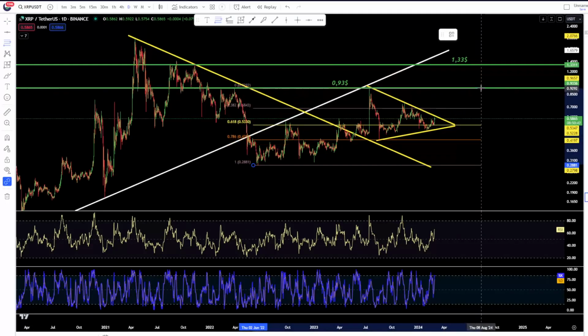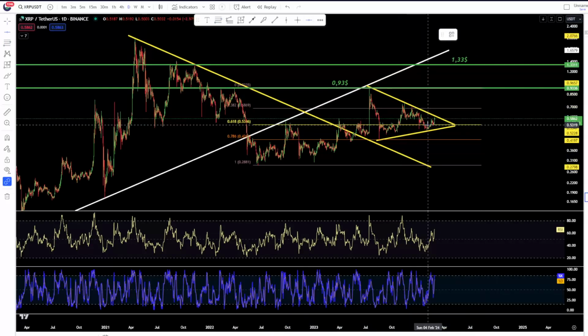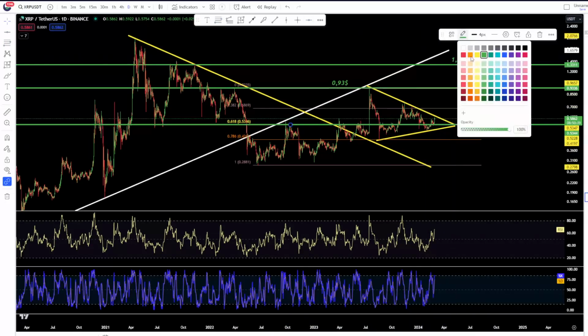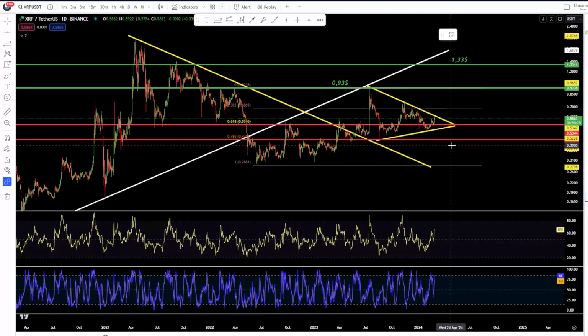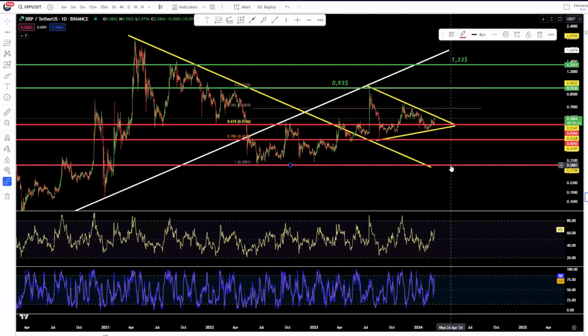Looking the other way, we see that the price has remained at the support level of 53 cents. But if the price goes below the indicated support, the next support is at 42 cents, and the third support is at 29 cents.